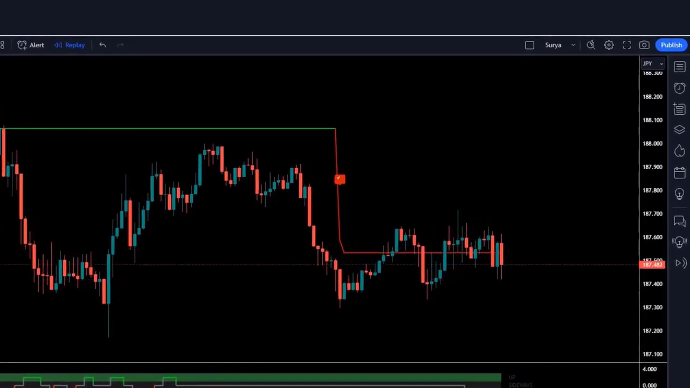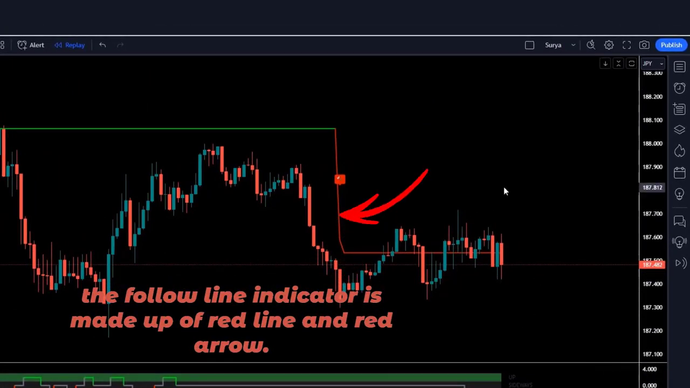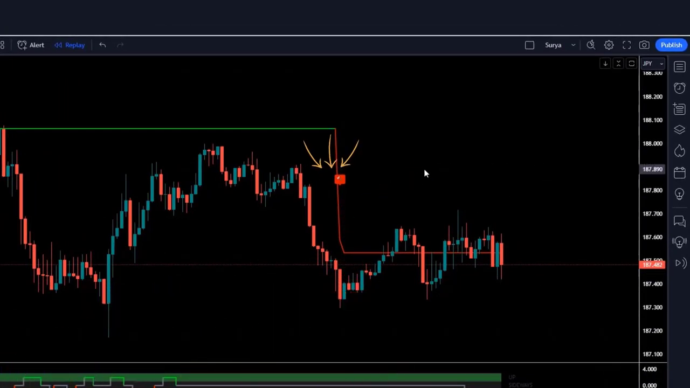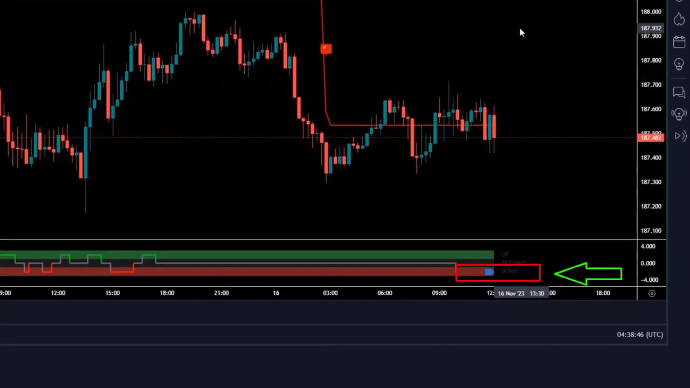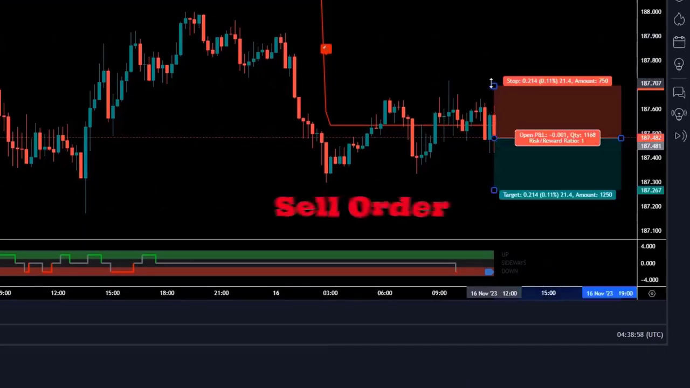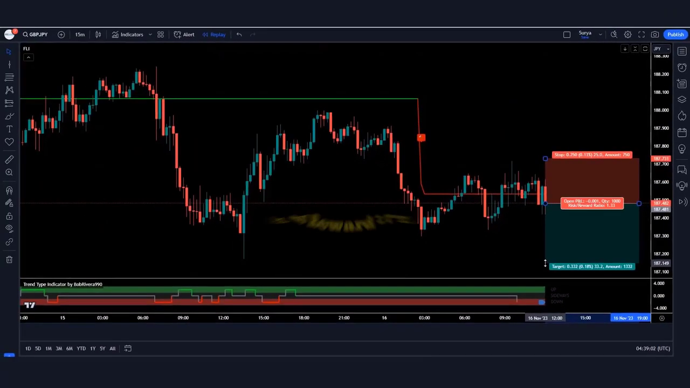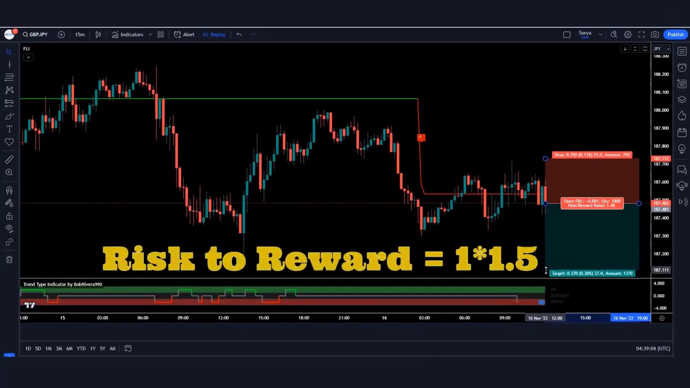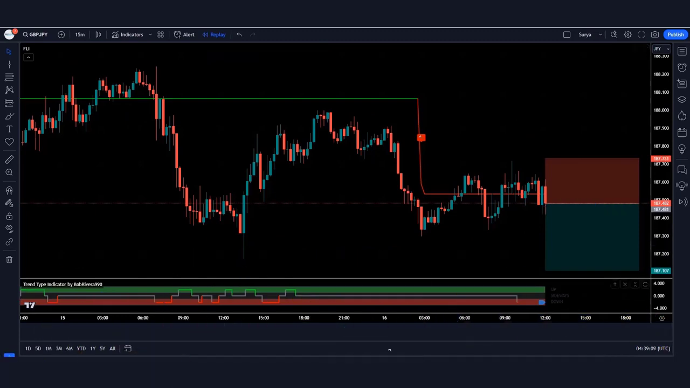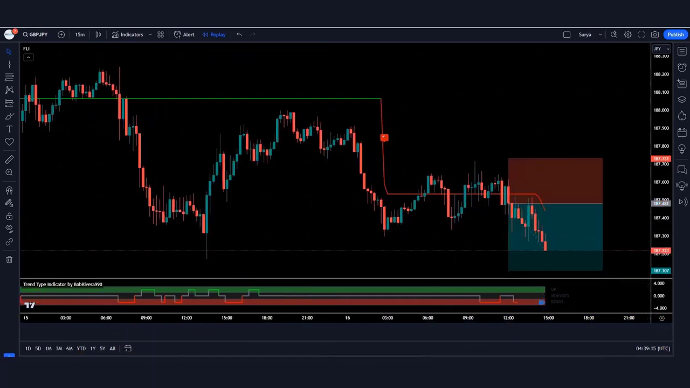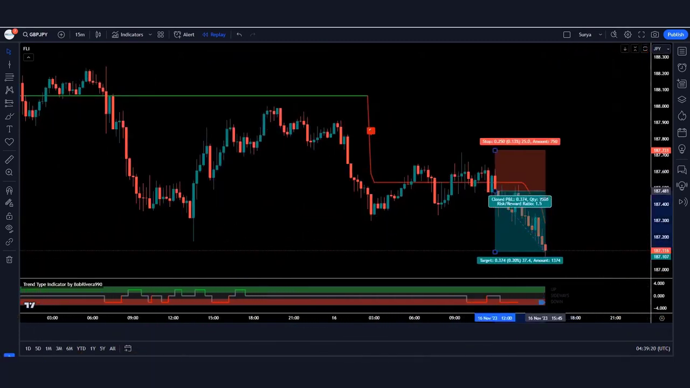Here the follow line indicator is made up of a red line and red arrow. And the market has created a bearish candle. And the trend type indicator has created a downtrend. If this condition is fulfilled, so we will place a sell order. And stop loss will be kept at the last high. And the risk to reward ratio will be 1:1.5. The market is completely on target. Let's see the next trade.